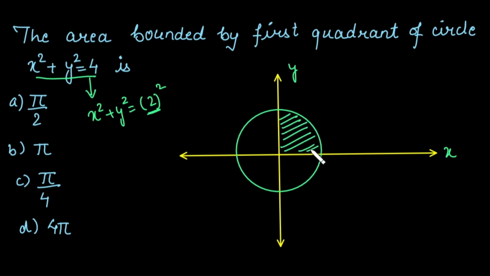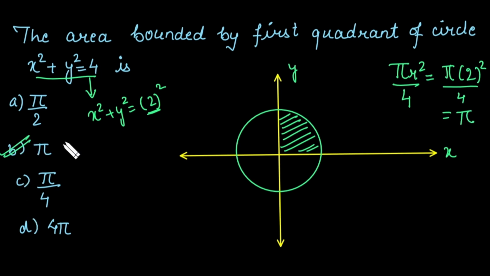This one. Now, what is the area of the circle? The area of a circle is pi r square. Now this is 1/4, so divide by 4. Now put r, r is equal to 2. So this implies pi 2 square by 4 is equal to pi. Hence answer is B option. Otherwise you can find the area by using polar coordinates.